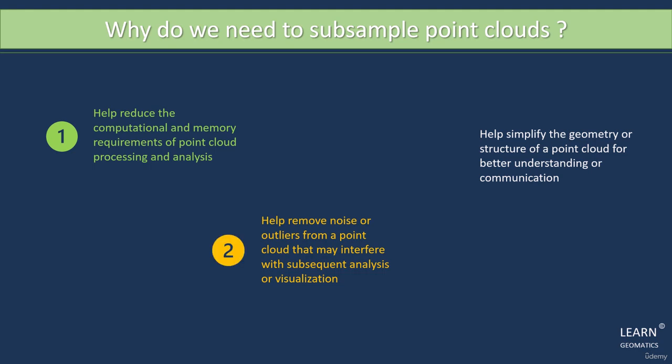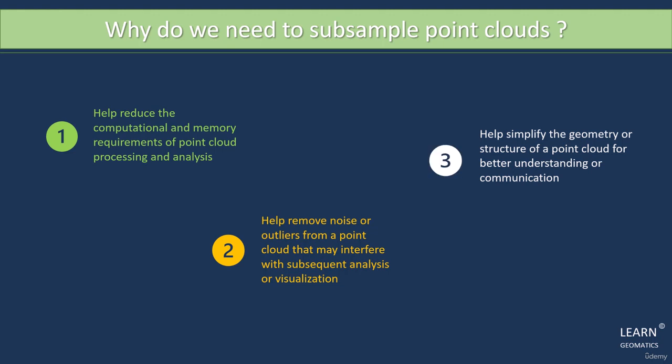Secondly, subsampling can help remove noise or outliers from a point cloud that may interfere with subsequent analysis or visualization. Sometimes, point clouds can contain spurious or erroneous points that can affect the quality and reliability of the data. Subsampling can help filter out such points and improve the signal-to-noise ratio.